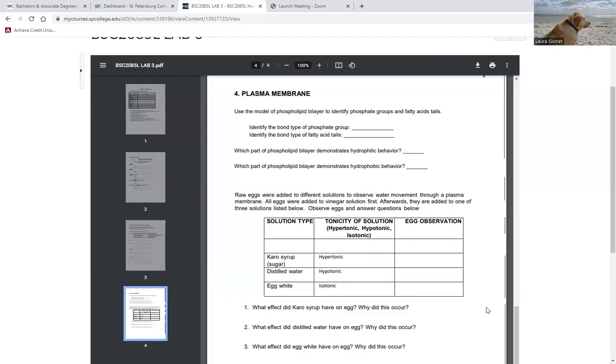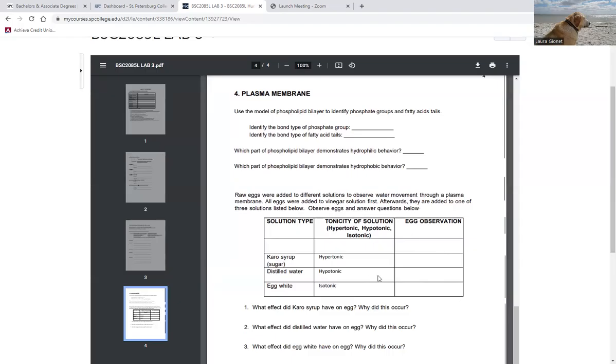Now we're going to move on to the tonicities of solutions and their effect on cells of the body. Here we're looking at eggs. So raw eggs were added to different solutions to observe water movement through a plasma membrane. All eggs were added to a vinegar solution first, and afterwards they are added to one of these three solutions listed below. Observe the eggs and answer the questions.